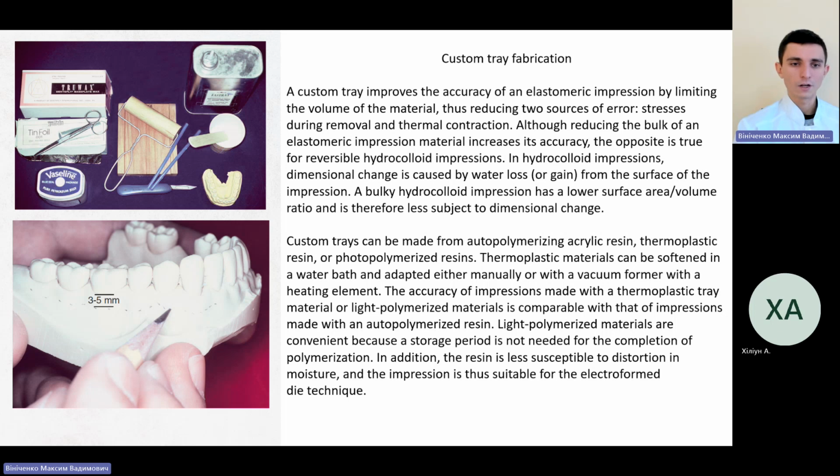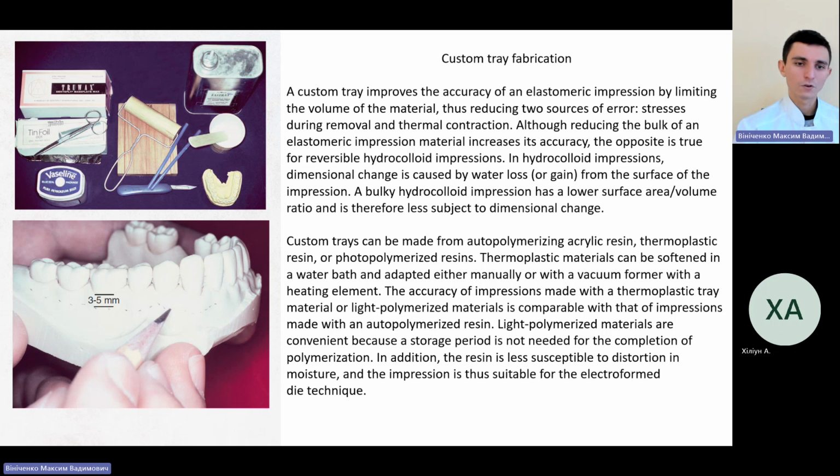Although reducing the bulk of an elastomeric impression material increases its accuracy, the opposite is true for reversible hydrocolloid impressions. In hydrocolloid impressions, dimensional change is caused by water loss or gain from the surface of the impression. A bulky hydrocolloid impression has a lower surface area to volume ratio and is therefore less subject to dimensional change.